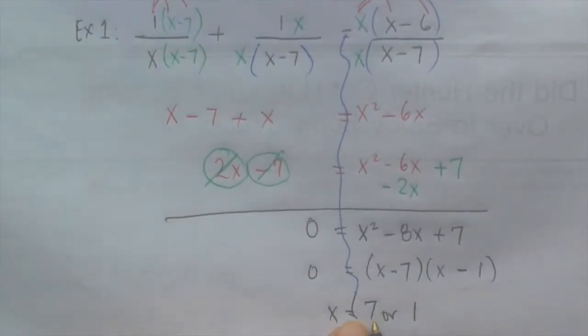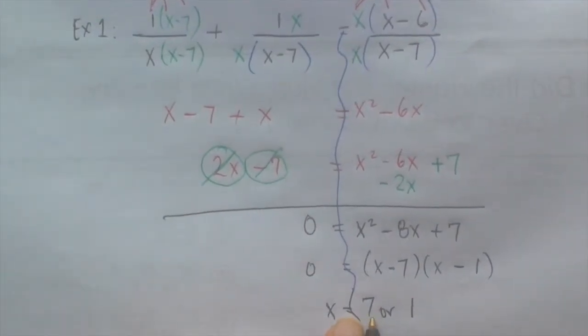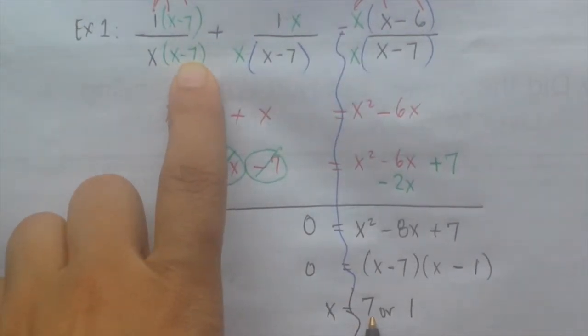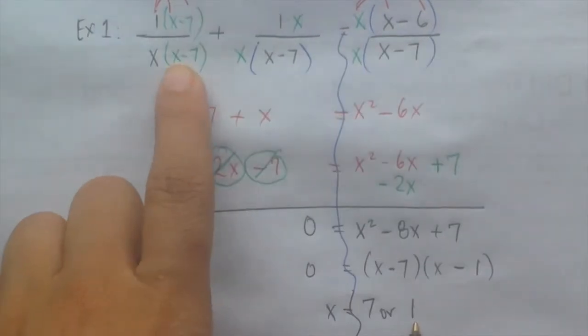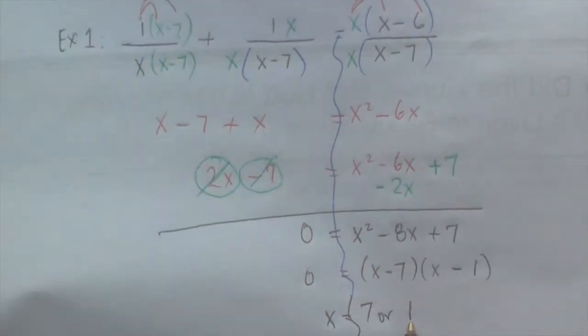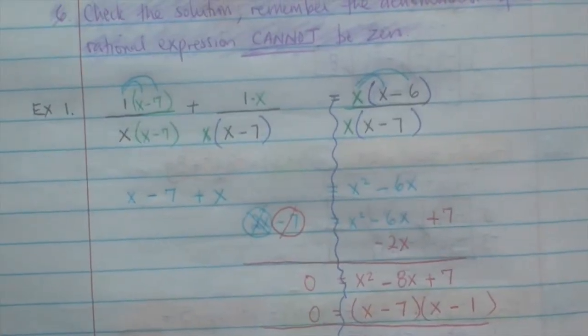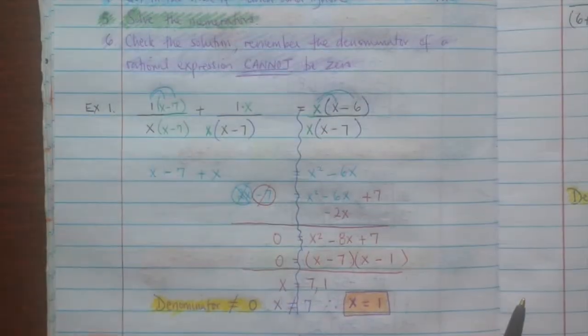So starting with 7, we're going to plug it back into the original equation all the way at the top. 7 minus 7, that's going to give me 0. 0 times anything is 0. So remember, your denominator cannot be 0. That's why I'm only checking the denominator. So x equals 7 cannot be a solution.